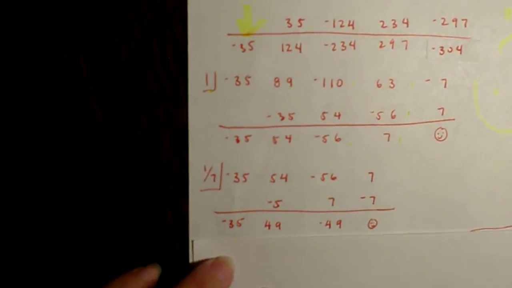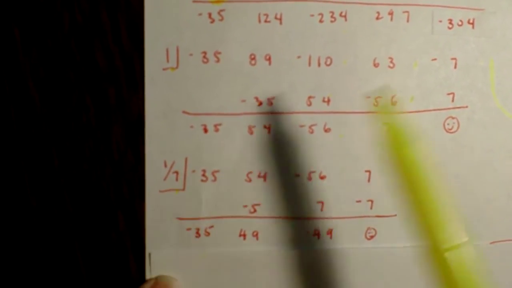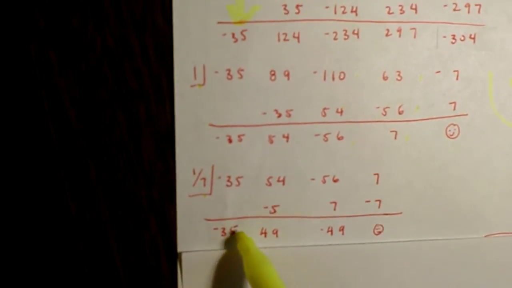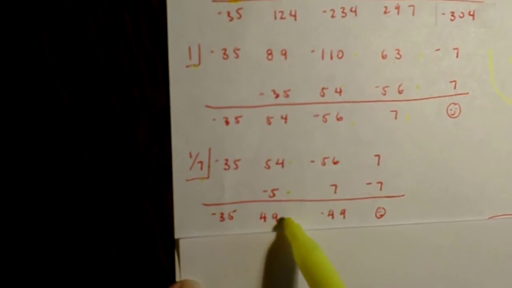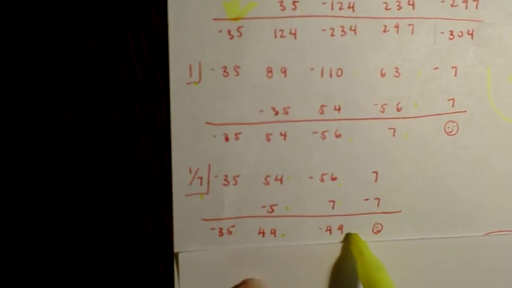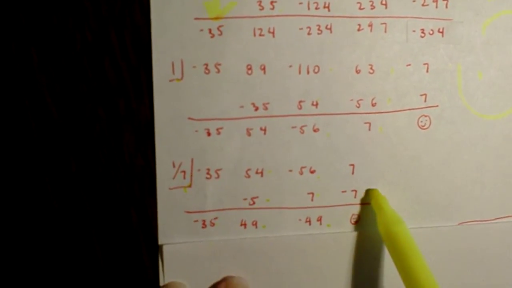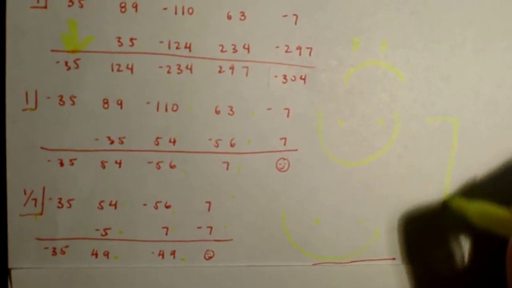So we're going to try a fraction, and our fraction is 1/7. We are choosing this number from here. So 1/7, we bring down the negative 35. Negative 35 times 1/7 is negative 5. Add that to 54 is 49. Divide that by 7 is 7. Minus 56 is negative 49. Divide that by 7 is negative 7. Plus 7 is 0. This is a 0 here. So these two are our factors.